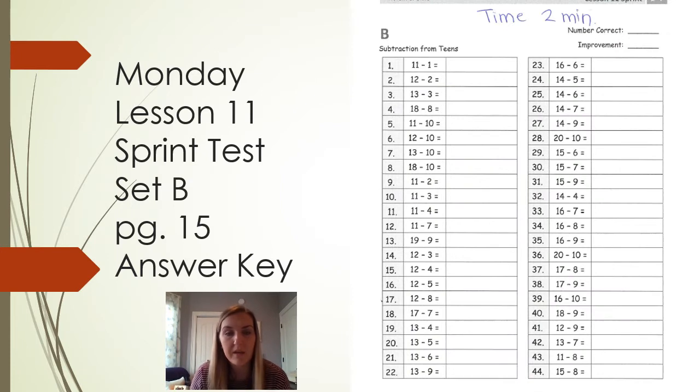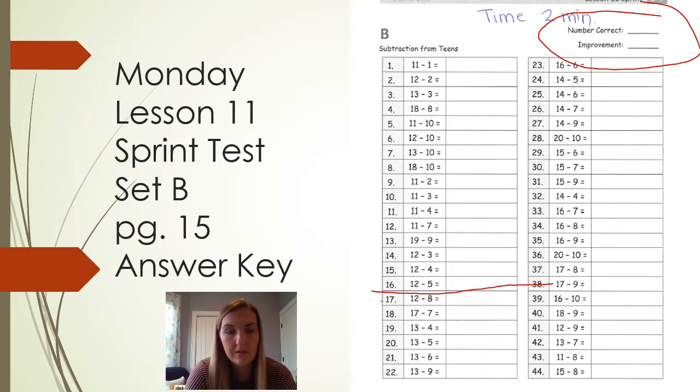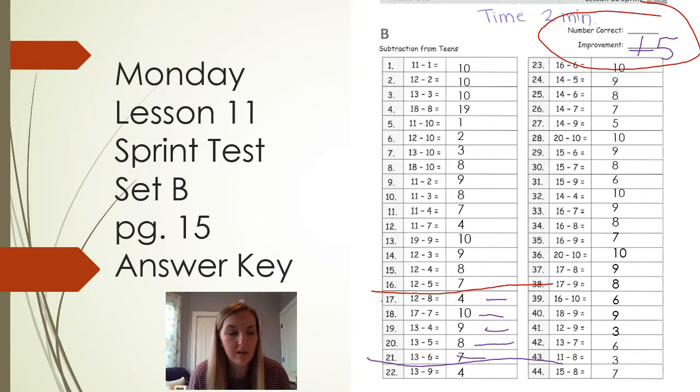Moving on to set B, page 15. I will provide the answers here, same thing as last time. And then at the top, you have a chance to figure out your improvement. So that's how many more you got correct. So say you got 16 on set A, and then you got 21 on set B. We're going to count how many more that is. So 1, 2, 3, 4, 5. You would write plus 5 at the top for your improvement. Pause the video here to check over your answers on set B.